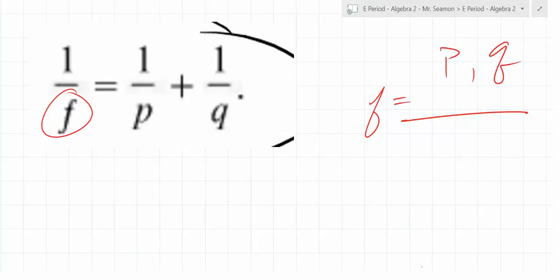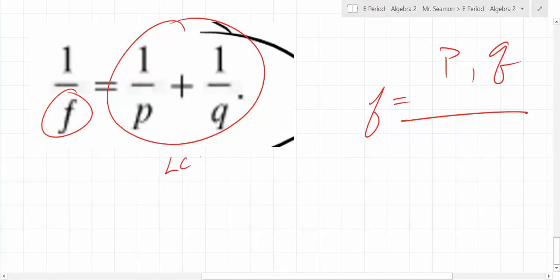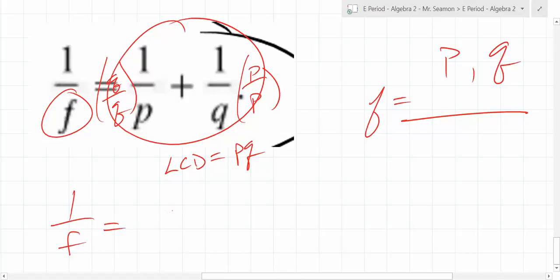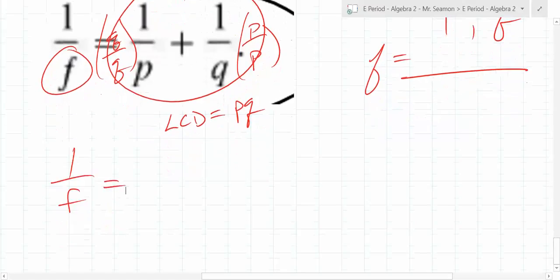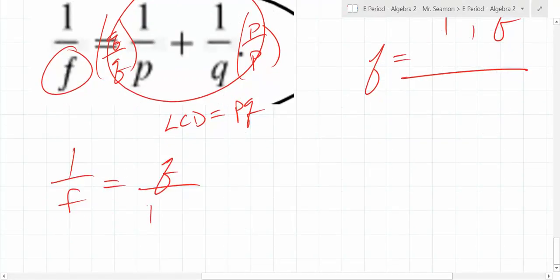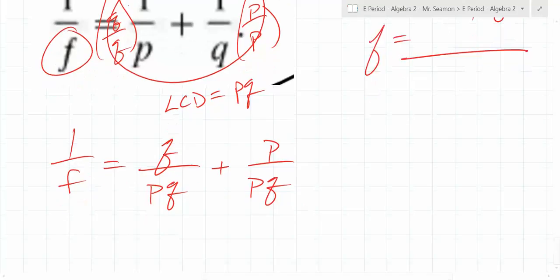Well, how about this? I'll ask you a question that I've asked you 100 times before. How do you add fractions? So what's the LCD of 1 over P and 1 over Q? PQ. So if I want to add these two things together, what do I multiply 1 over Q by? P over P, thank you. And what do I multiply 1 over P by? Q over Q. So I have 1 over F is equal to Q over PQ plus what? P over PQ. Do I now have a common denominator? Yeah. So now that I have a common denominator, what can I do with those two fractions?